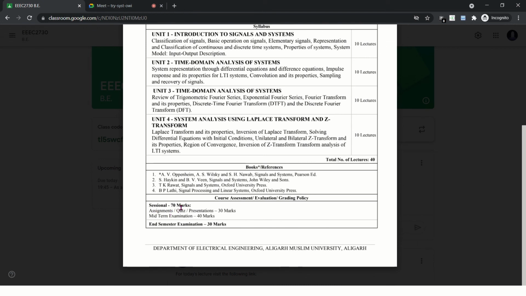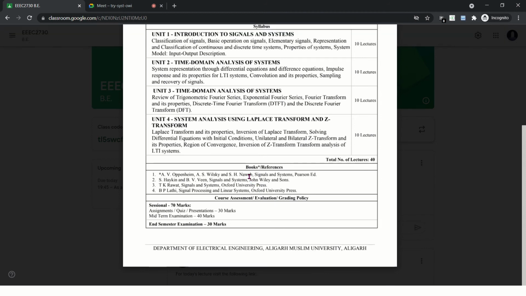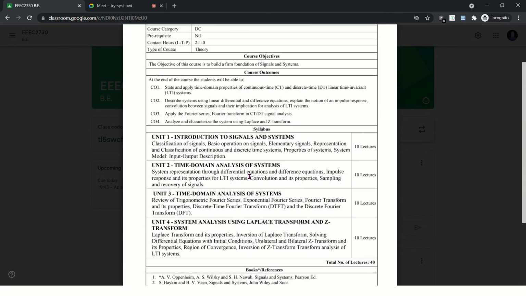For example, the sessional will be in online mode. Till now we have the notice where you will be having sessional marks of 70 marks, which will include assignments, quiz, and presentation of 30 marks, and a midterm examination of 40 marks. Then the end semester examination will carry 30 marks. This is what is being adhered to till now. But if a notice comes that things are going to change, then I'll inform you, and we'll in fact be adhering to what the notice approaches us with.